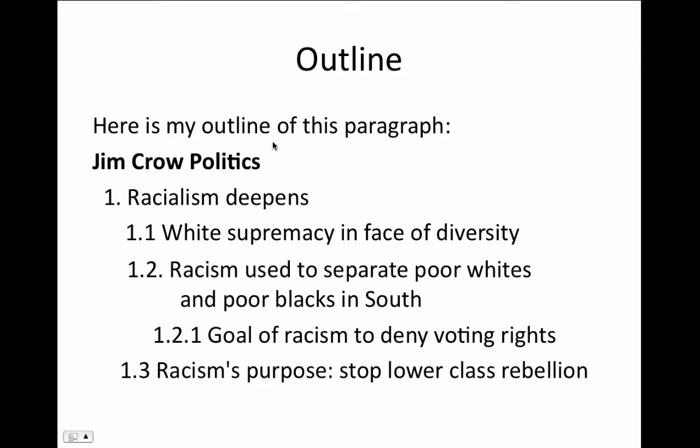So here's my outline of this paragraph. Title is Jim Crow Politics. It's about how racialism deepened. So my points under that were that there's white supremacy in the face of diversity. Racism was used to separate poor whites and poor blacks in the South. And the goal of racism was to deny voting rights. What was racism's purpose? Stop lower class rebellion.